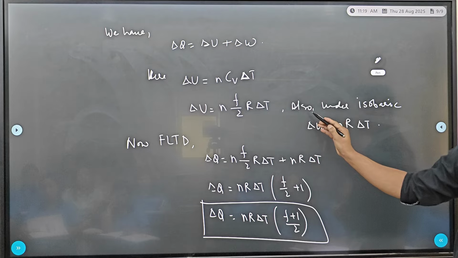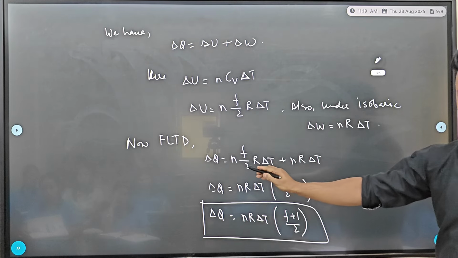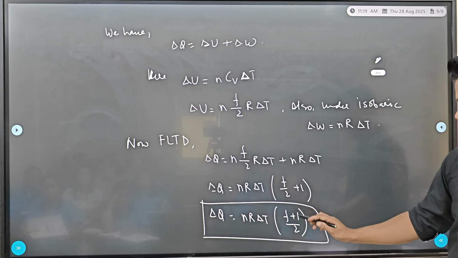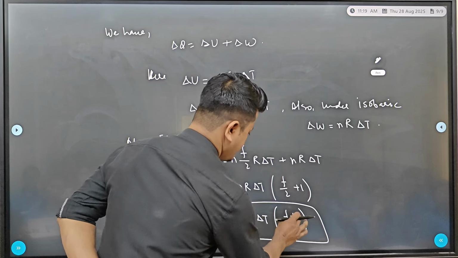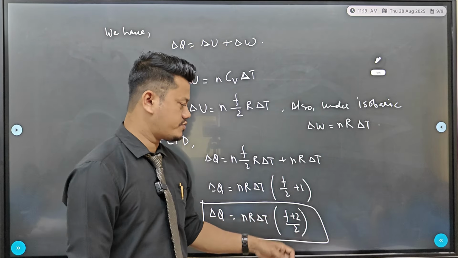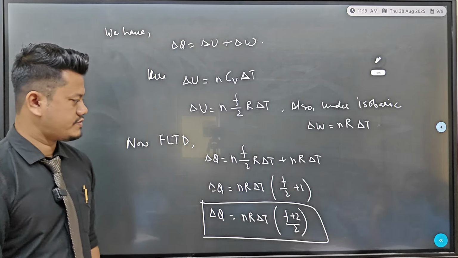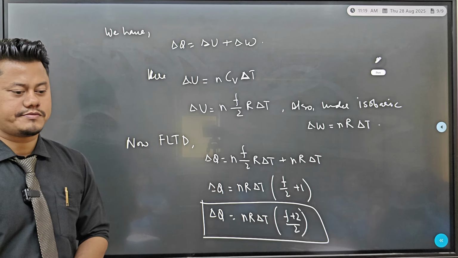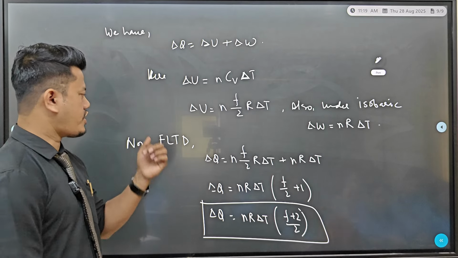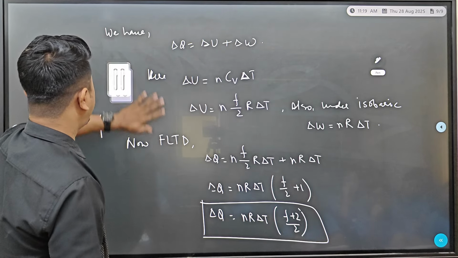Here, oh sorry, I'm so sorry. It's F plus 2, okay? F plus 2 by 2. Done? Okay, so now see, I can go for interpretation again.